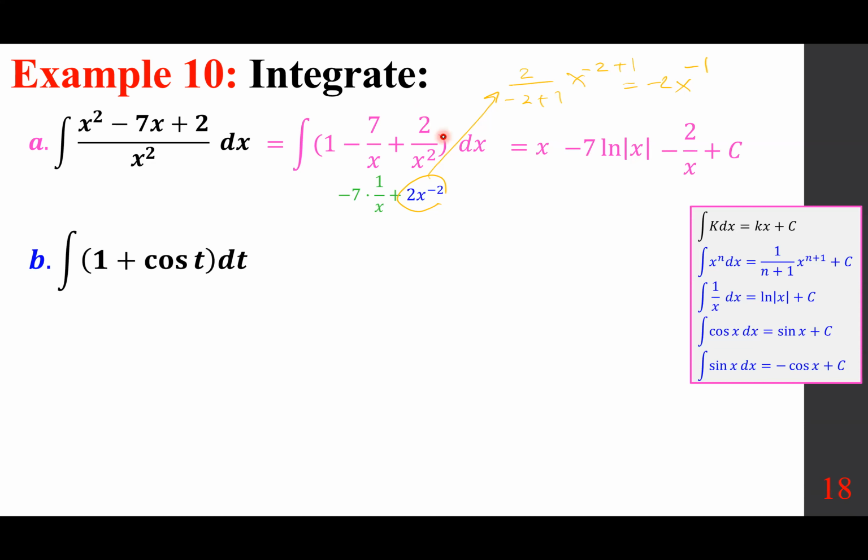Want to integrate this, pay attention to the fact your independent variable is t because we have dt. Therefore, the answer to 1 is not x, it's t. Cosine, the derivative is negative sign, but the integral is positive sign. So pay attention to this one. So t plus sine t, and we add a constant.